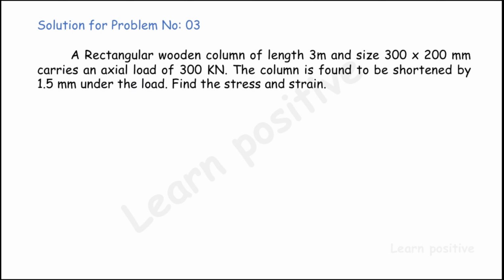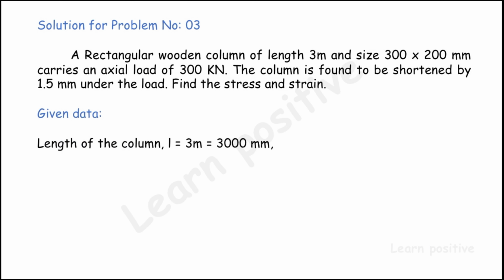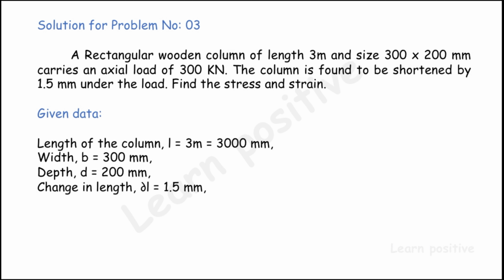So first we are going to take the given data from the question. The given data is length. So length of the column, small l, equal to 3 meter. We are going to convert the meter into mm. For 1 meter we have 1000 mm, so 3 into 1000 is 3000 mm. And then the width, that is breadth, b equal to 300 mm, and the depth d, equal to thickness, equal to 200 mm. And we have the change in length due to the load, that is del L equal to 1.5 mm, and the load capital P equal to 300 kilonewton.